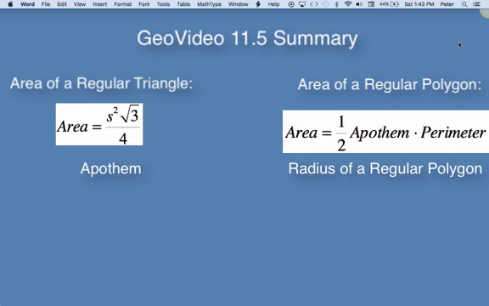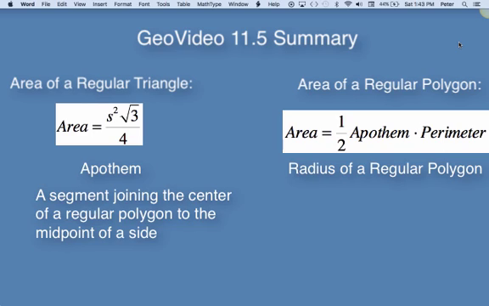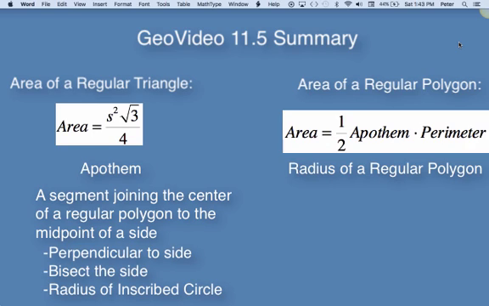Now we defined an apothem as a segment drawn from the center of a regular polygon to the midpoint of a side. And then under the properties, an apothem will be perpendicular to the side and it will bisect the side. Also, all apothems are congruent, and the apothem is the radius of an inscribed circle.